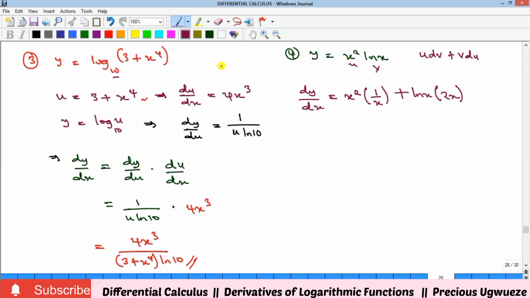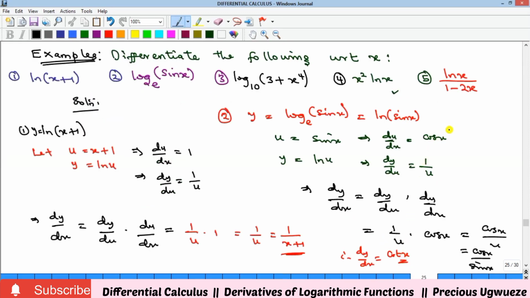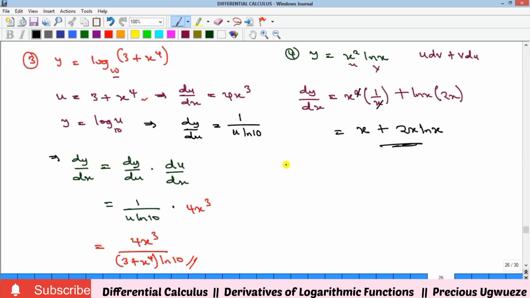Okay, and so from there we are going to have, yeah, this will take away this, so we have x left there, plus, of course, this multiplying this will give you 2x ln of x. And because we cannot do anything further here, this becomes our solution. Okay, and finally we have ln x all over 1 minus 2x, which is a quotient. So this is our u and this is our v. Okay, so recall the formula for quotient, v du minus u dv over v squared.